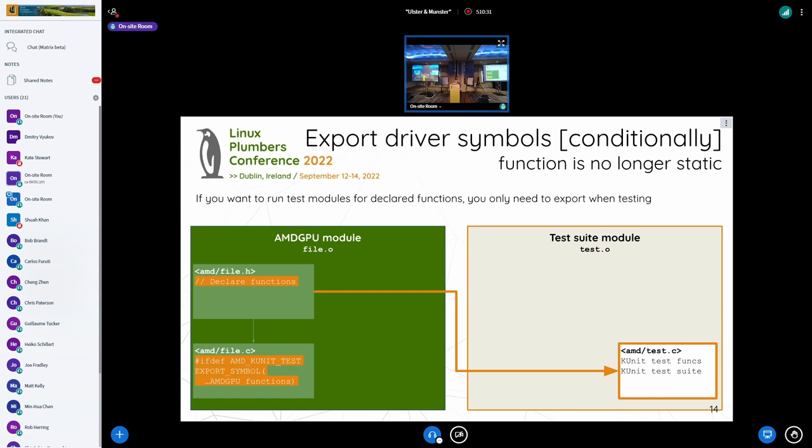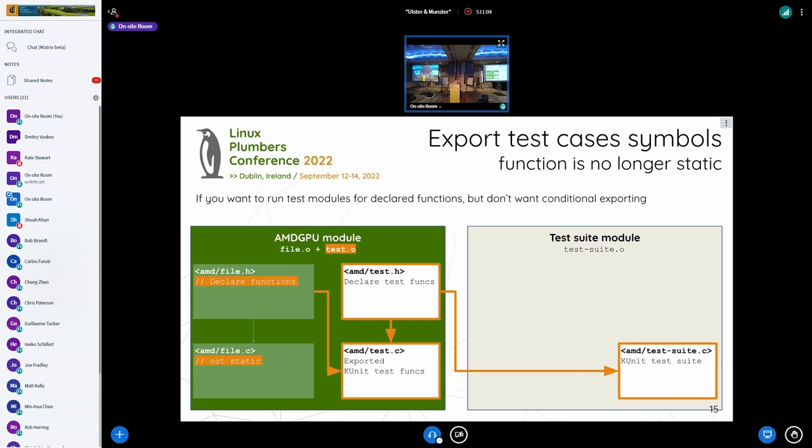For the other approach, you can write a test suite module. But of course, to write a test module, you would need to export your symbols. So in the case of the AMD code base, most of the functions are not exported, so you will need either to export them conditionally, but like David said, some people are thinking about enabling KUnit in production, so I guess this can impose some memory problems. And what we learned is that we can actually export the test case itself.